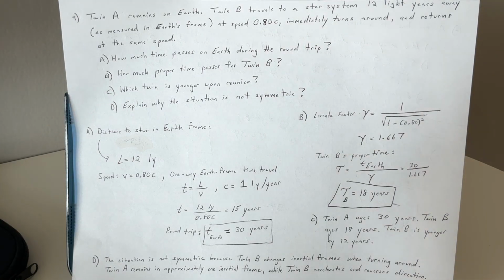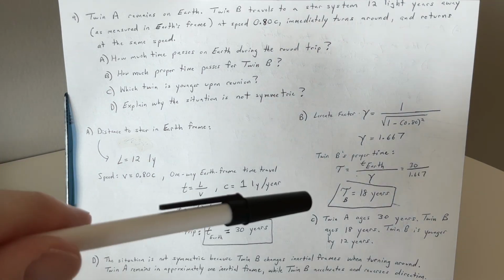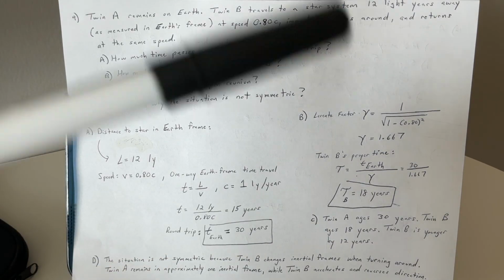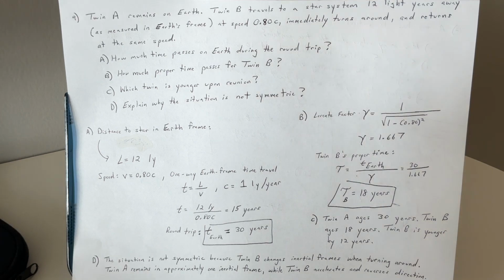Part C, which twin is younger upon reunion? Well, twin A ages 30 years, twin B ages 18 years, so twin B is younger by 12 years. And for part D, explain why the situation is not symmetric. The situation is not symmetric because twin B changes inertial frames when turning around. Twin A remains in approximately one inertial frame, while twin B accelerates and reverses direction.